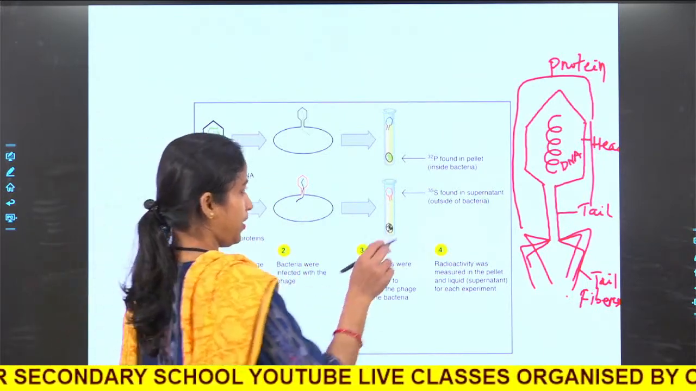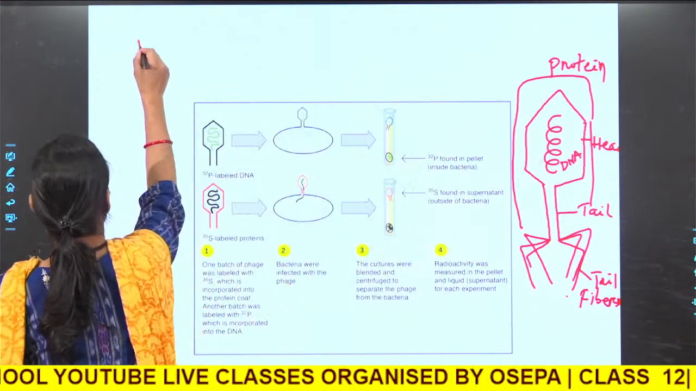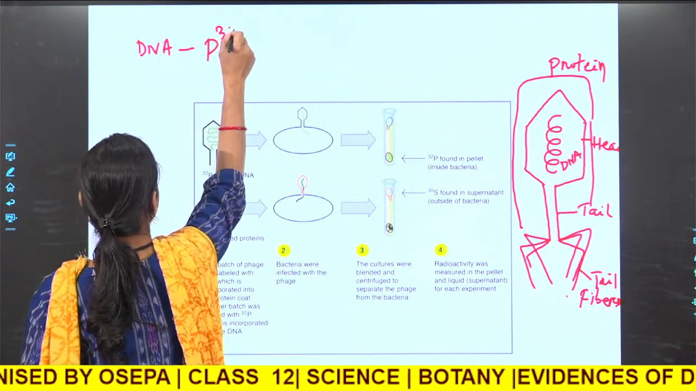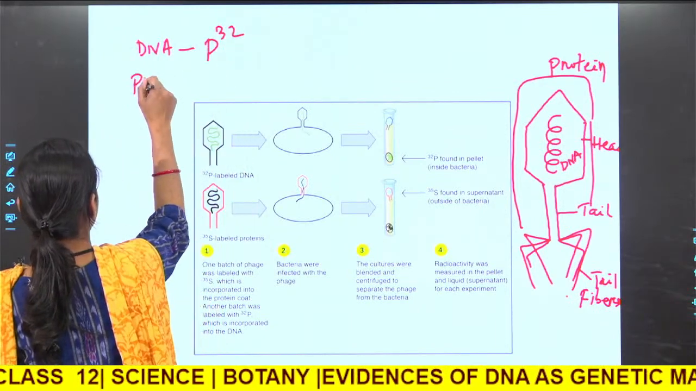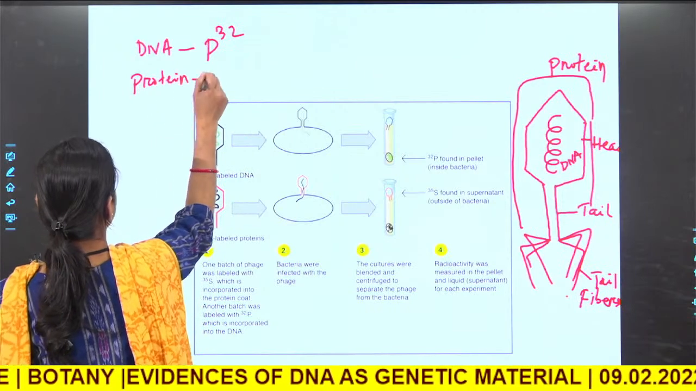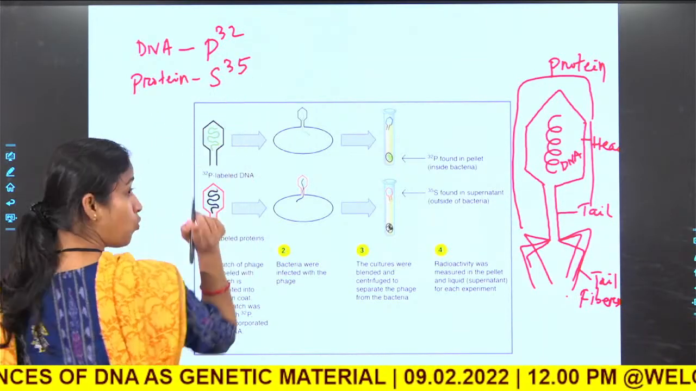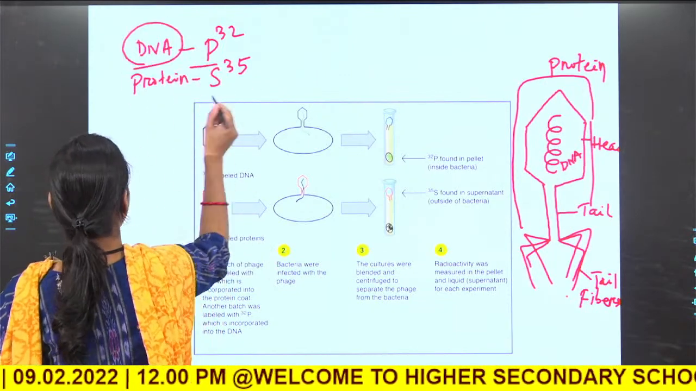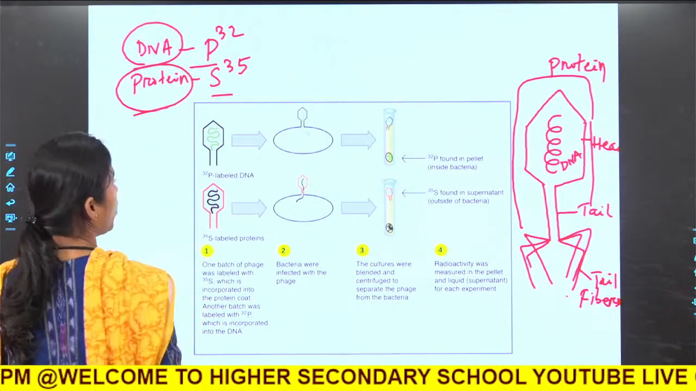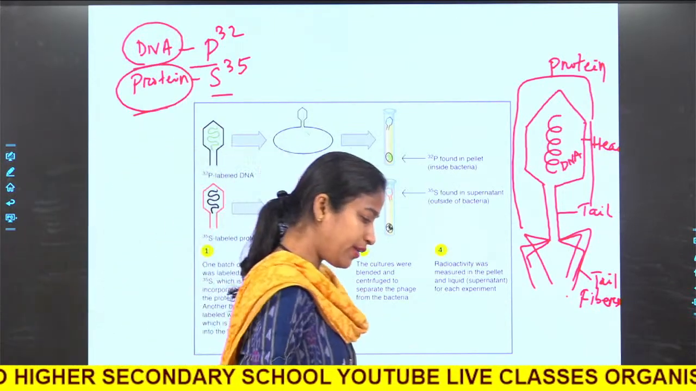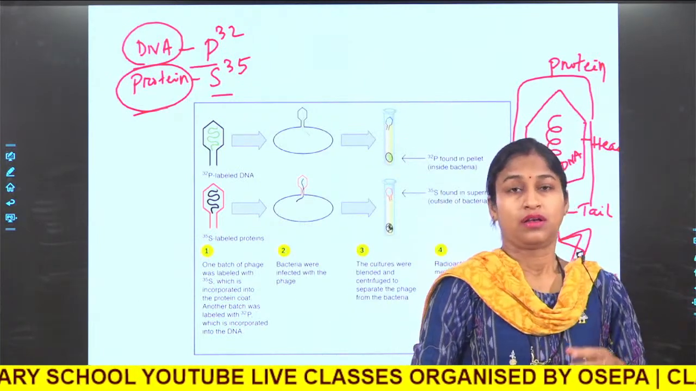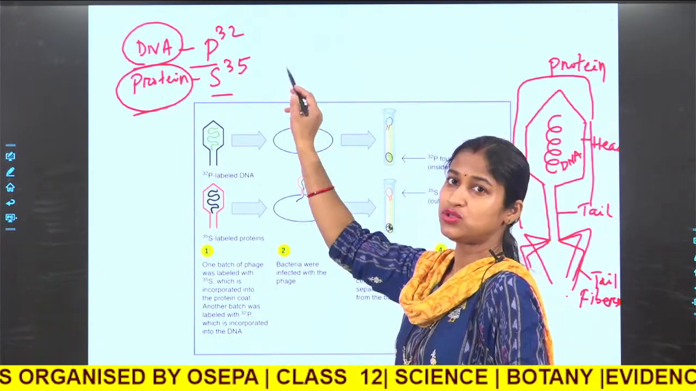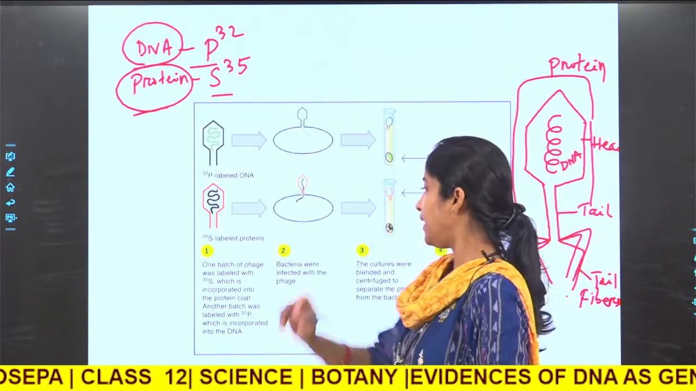Now, for DNA, they labeled the DNA with phosphorus 32 and they labeled the protein with sulfur 35. Why is it so? Because phosphorus is present in DNA molecules only and sulfur in protein molecules only. So, they labeled two radioactively labeled atoms, P32 and S35, into the DNA and protein respectively.